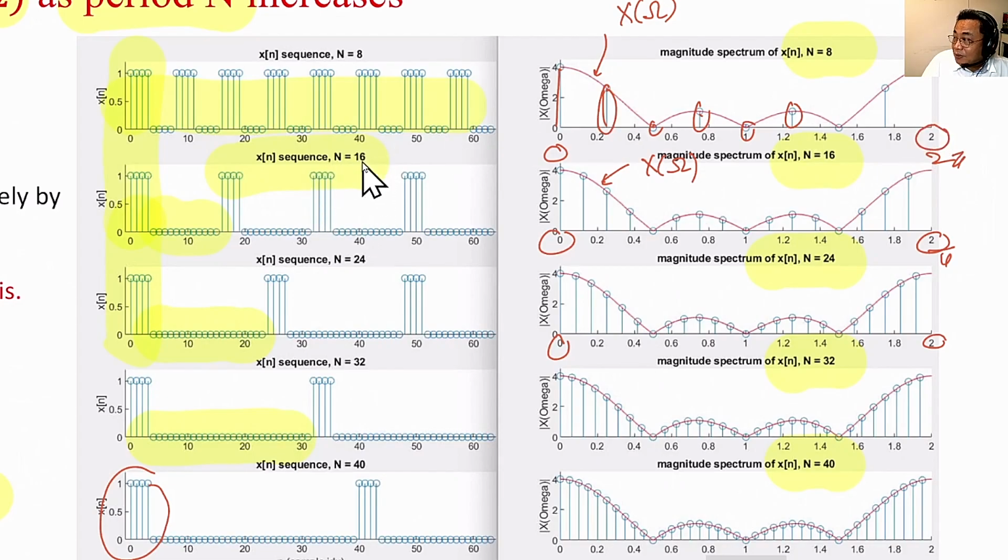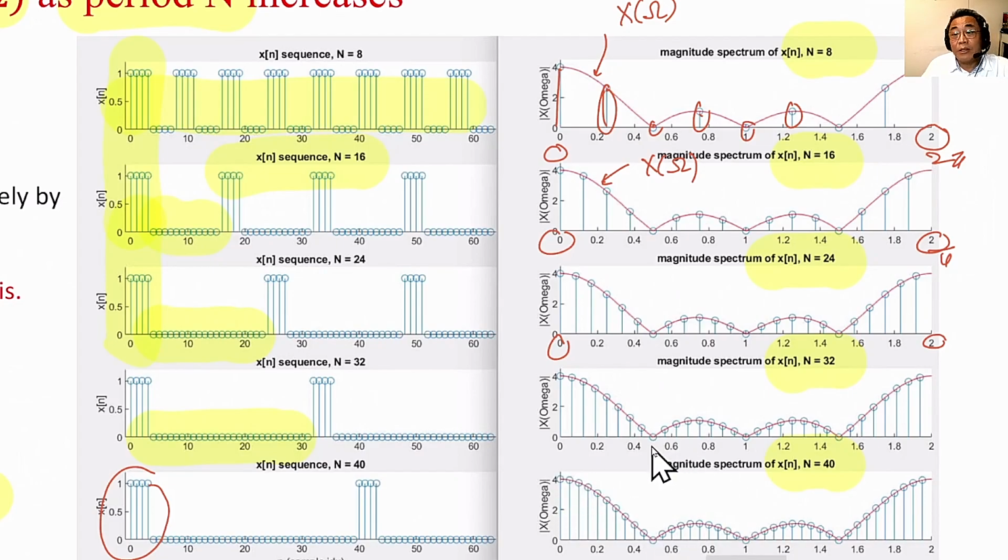When we have N equals 16, the number of lines doubles from 8 to 16: C0, C1, C2, C3, C4, 5, 6, 7, 8, 9, 10, 11, 12, 13, 14, 15, and when we reach here, it will be 16. As we increase N to 24, we have even more lines. And when N equals 32, even more lines. Then as we go from N to infinity, the lines will merge and form the continuum.